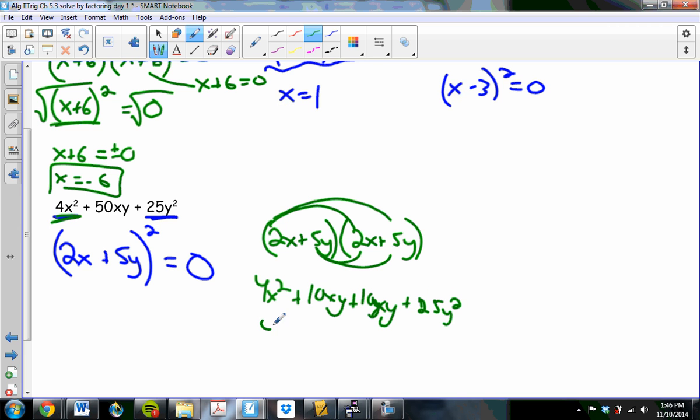Well, that becomes 4x squared plus 20xy plus 25y squared, which is not this. So this one doesn't actually factor that way. I gave it a shot. It's a little bit tougher when there's things on both sides. It doesn't actually factor that way, so I have to try and solve it some other way.